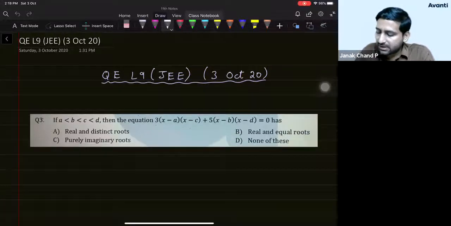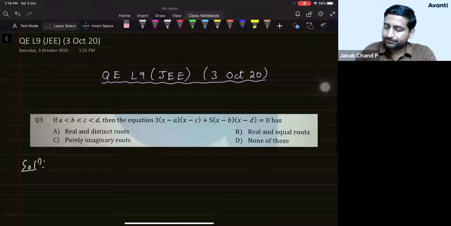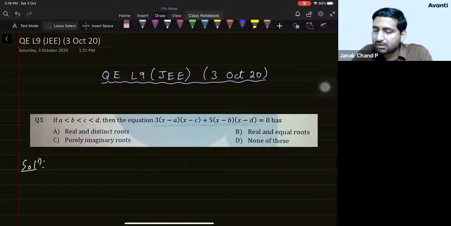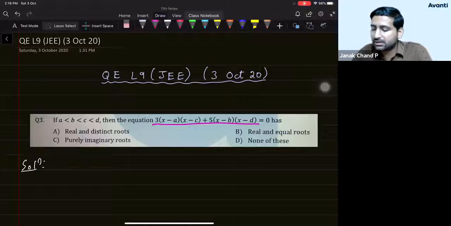Fine. As you can see here, students, the first thing you should observe is that even though the given equation looks somewhat different, it is nothing but a quadratic equation only. When multiplied, this will be a quadratic equation, and this also when multiplied will be a quadratic equation. Addition of two quadratic equations will again be a quadratic equation, right? It doesn't obviously look like a quadratic, but it is ultimately just a quadratic equation. Now for this quadratic equation, the question is asking whether the roots are real, imaginary, or what.